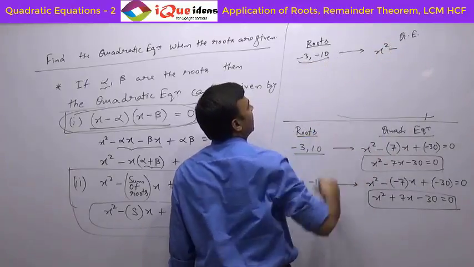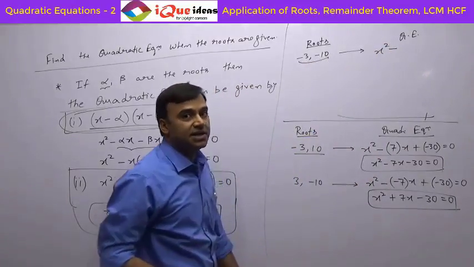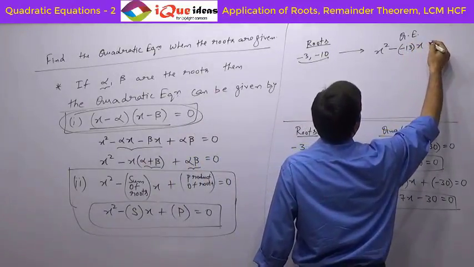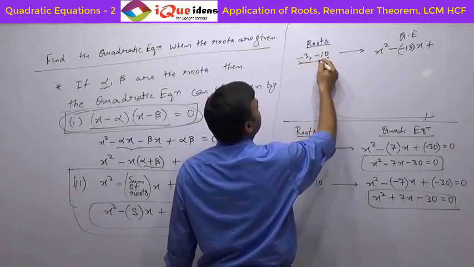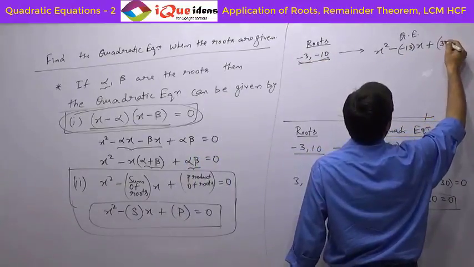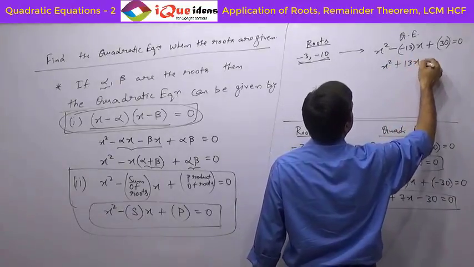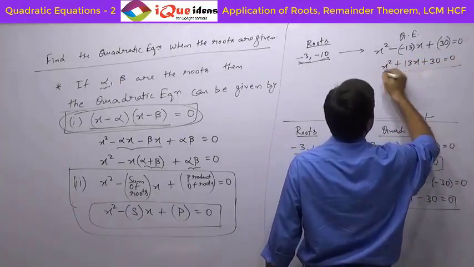What is the sum of minus 3 and minus 10? The sum of minus 3 and minus 10 is minus 13. Right? So it is minus 13x plus the product of minus 3 and minus 10. Now the product of minus 3 and minus 10 is 30. Right? This is equal to 0. So we have x square plus 13x plus 30 equal to 0.